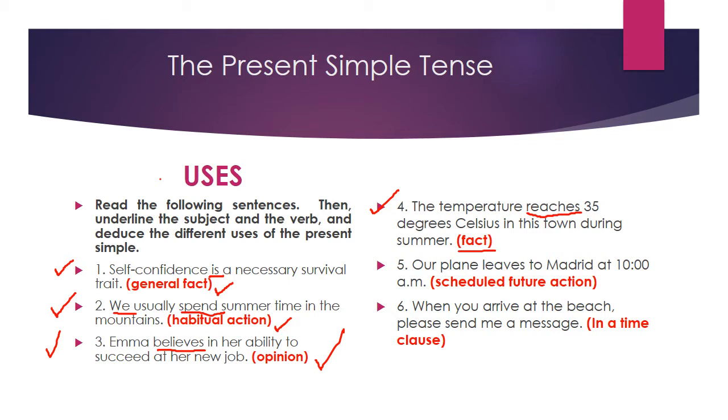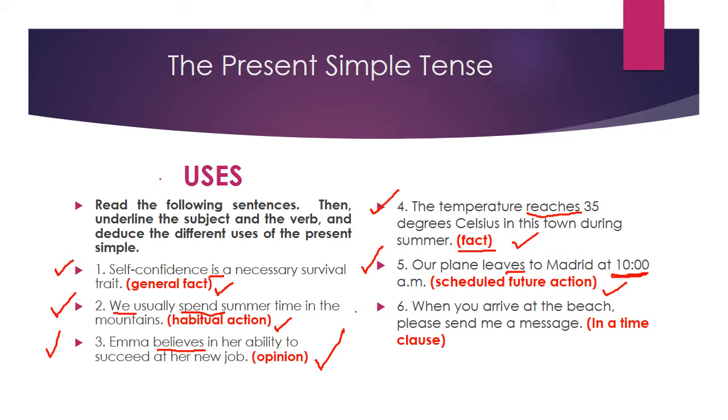It reaches. Our plane leaves to Madrid at 10 a.m. Now this is a scheduled future action, by the way. It isn't something in the present, it's in the future, but because it is on a schedule, on a timetable, I use the present simple to express it. Our bus arrives at 7:30 a.m. It hasn't arrived yet, but because it's on a timetable, on a schedule, I use the present simple. Our plane leaves to Madrid at 10 a.m. Scheduled future action. This is the 5th use.